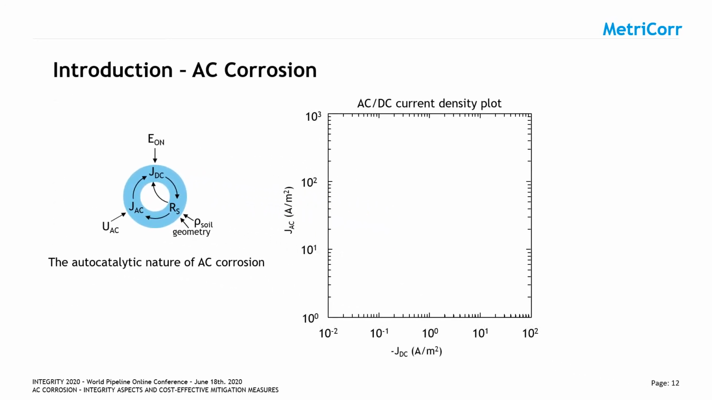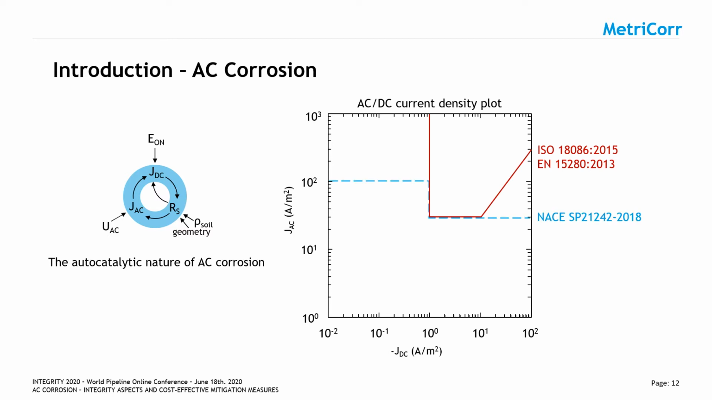This is also why AC corrosion is evaluated in the industry standards based on the AC and DC current densities, very often in an AC-DC current density plot like this. Now, different standards outline different regions in this plot where the risk for AC corrosion is high.